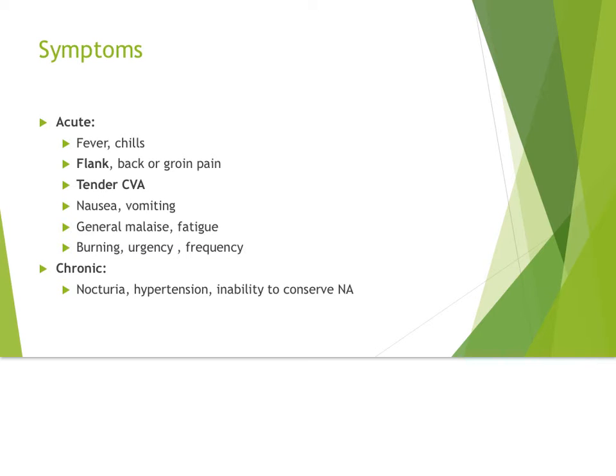And then you have your urinary tract types of signs and symptoms, such as the frequency, the dysuria, the pyuria, hematuria, the flank pain, the costovertebral tenderness. That's what the tender CVA stands for. People with chronic can develop hypertension and an inability to conserve sodium.